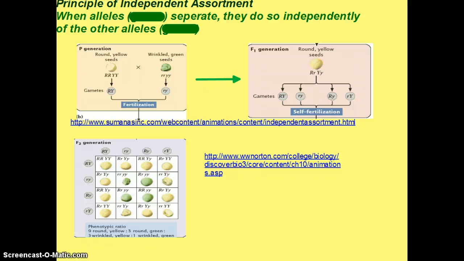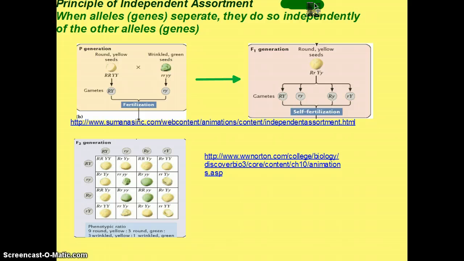Then he also developed what is called the principle of independent assortment. So up until now, we've only looked at a pair of alleles. We haven't looked at more than one pair together, but realistically, if your cells have 46 chromosomes, or 23 pairs, and on those chromosomes you have all these genes, alleles are constantly being separated, and they do this independently of each other. In other words, it doesn't matter where one allele goes, any allele can follow.